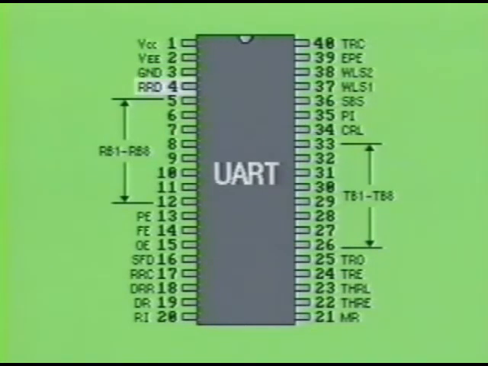Pin 4 is labeled RRD. It is the receiver register disconnect input. A high on this pin places the receiver data output pins, which connect to the MPU bus line, in a high impedance state. A low input, on the other hand, allows the receiver data output pins to connect to the data bus.